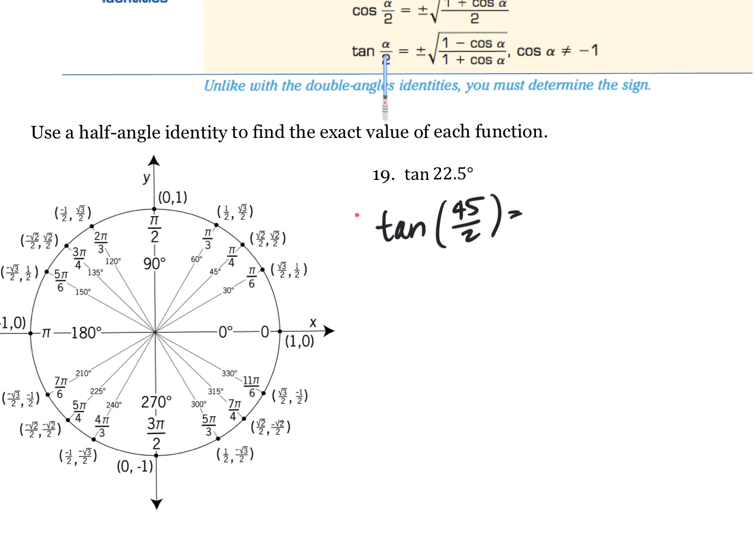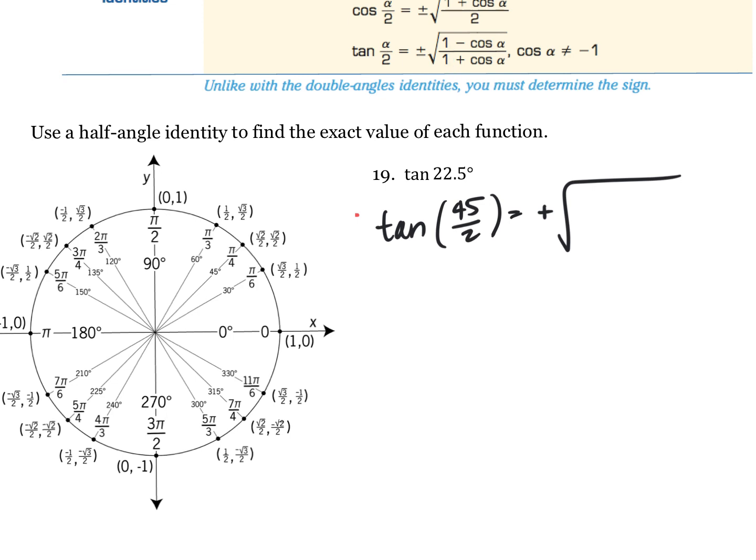Think about this original question. 22.5 degrees is in which quadrant? First quadrant. 22.5 degrees is going to be somewhere over here. The tangent, the y over x, would be positive. Anything over there is positive over positive, so I don't have to worry about that negative root. So we got a positive root. You can write the positive, you don't have to. Just don't write the negative.